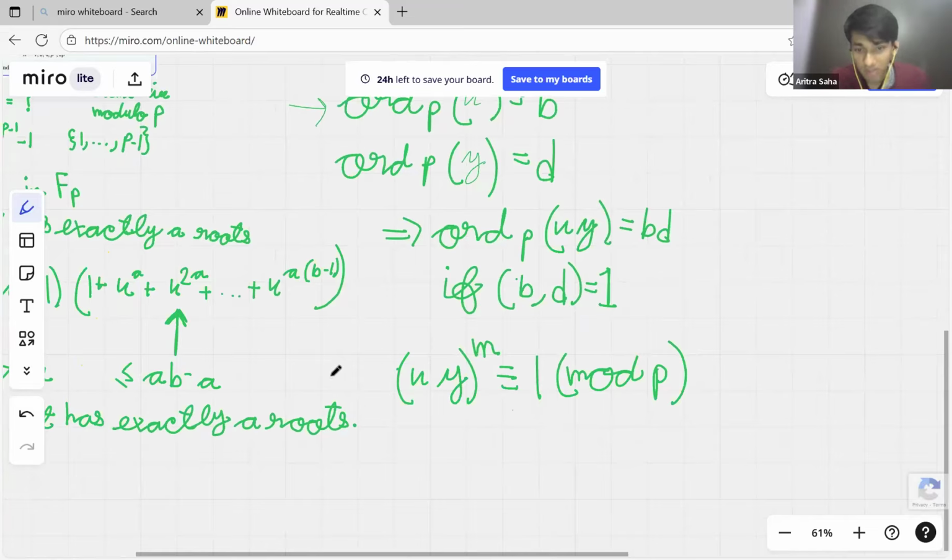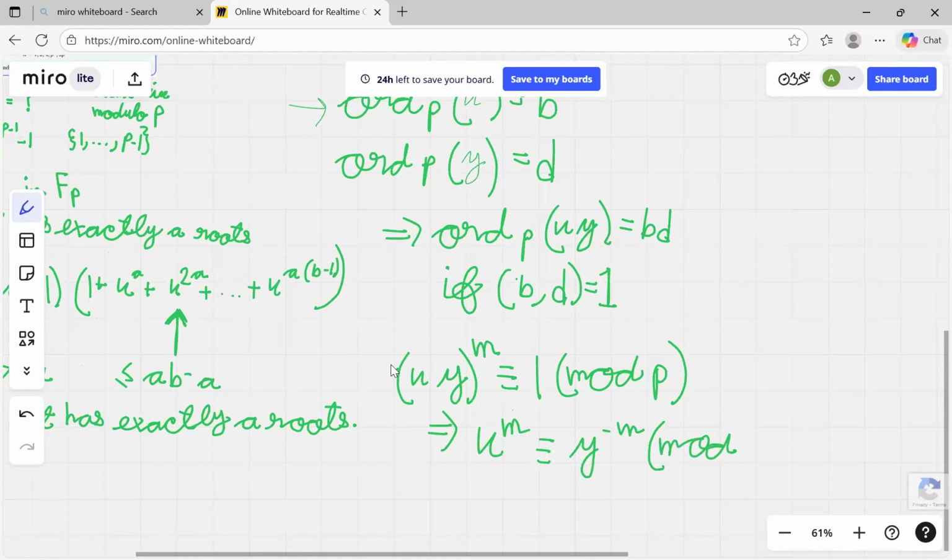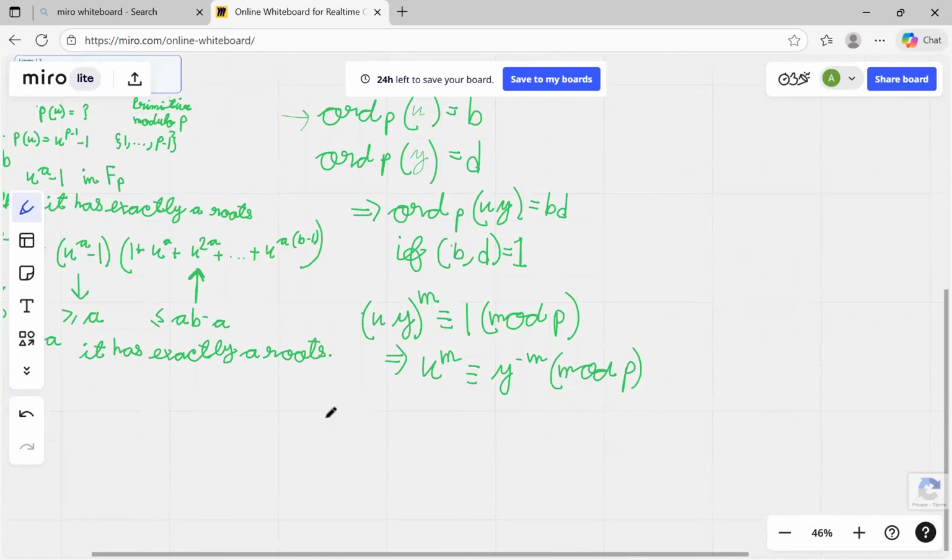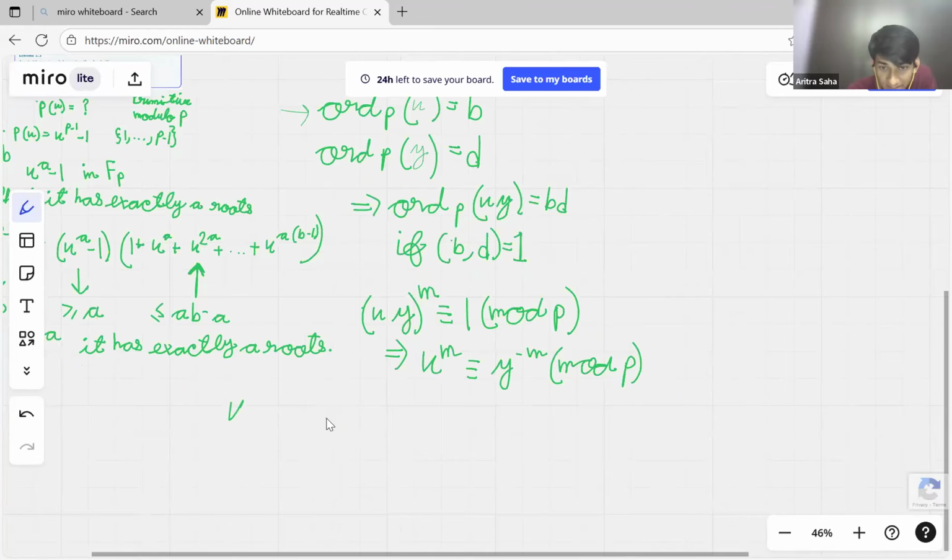Okay, (xy) to the power m is 1 mod p, where m is the order. From here, I think Riddhiman told we can do x to the power m, y to the power minus m mod p, right? Yes, we can. Not just raised to the power b, I guess, right? We could just raise it to the power b initially. We did not need to do this stuff, right?